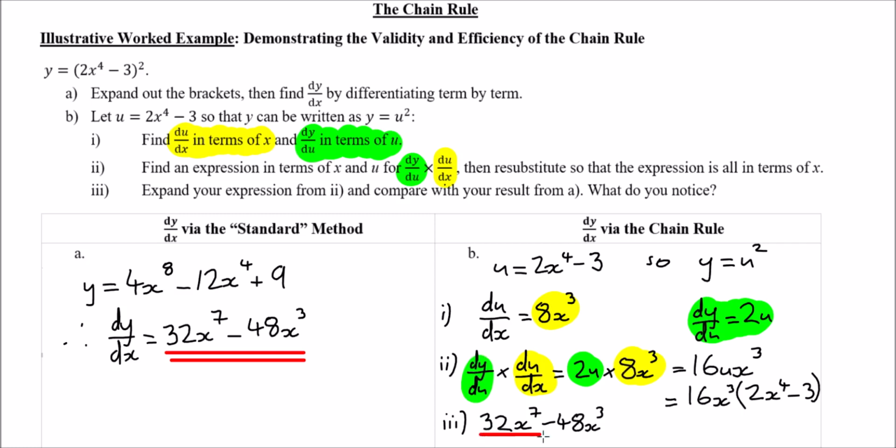So therefore dy by du multiplied by du by dx does give us dy by dx as we saw from part A. So to conclude this question, part 3, what do you notice? The results are the same. So therefore, the result is the same. Results are consistent, we could say. In other words, in plain English, the chain rule works. So now we know it works, let's apply it with some more worked examples.